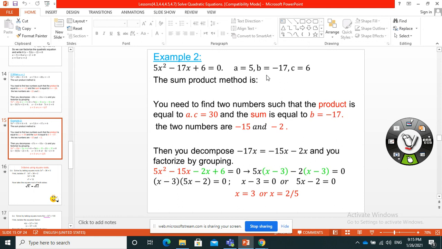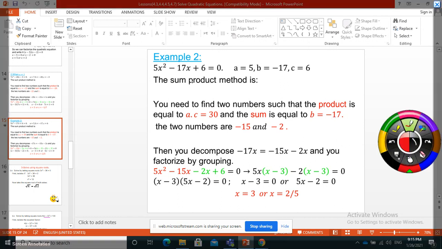And now I will decompose. I will decompose my minus 17x by minus 15x minus 2x. So minus 17x is minus 15x minus 2x. Now I have four terms. Again, I will take the first two together. I will factorize it. I see my visible factor is 5x, times x minus 3. So what is my visible factor? I can see it. It's 5x and 5x. What I still have, x minus 3.